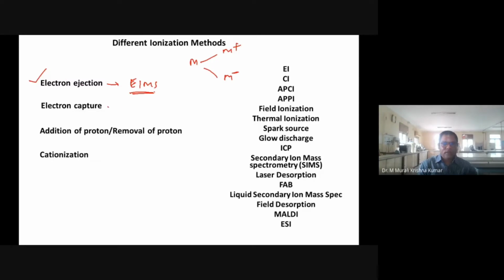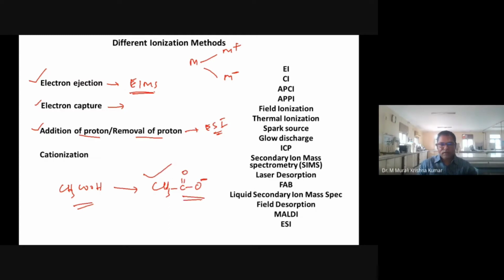So electron ejection methods. We do have electron capture methods also, like in case of ICP-MS. And then addition of a proton or removal of a proton, like in case of ESI-MS. So here the funda is very simple. Let's say we have an acid like CH3COOH. If it is there, how can you generate an ion? By addition of a proton or removal of a proton, because this is an acid. CH3C double bond O minus. This is an ion. Yes or no? This is the ion. So this is the way how in case of ESI ions are generated.